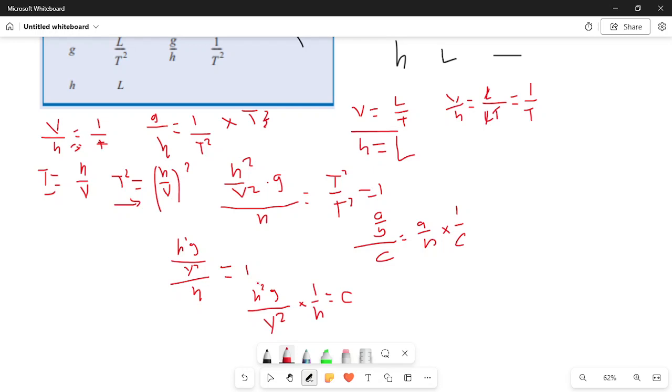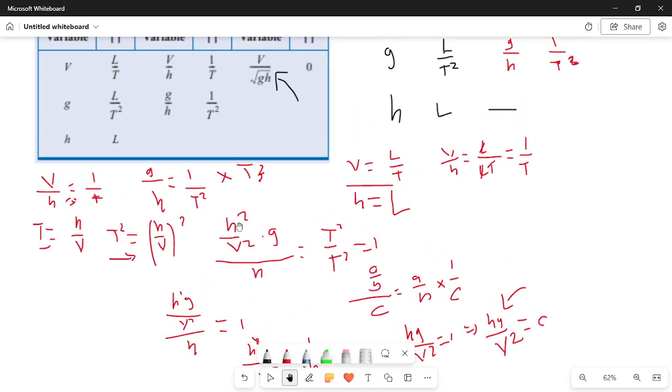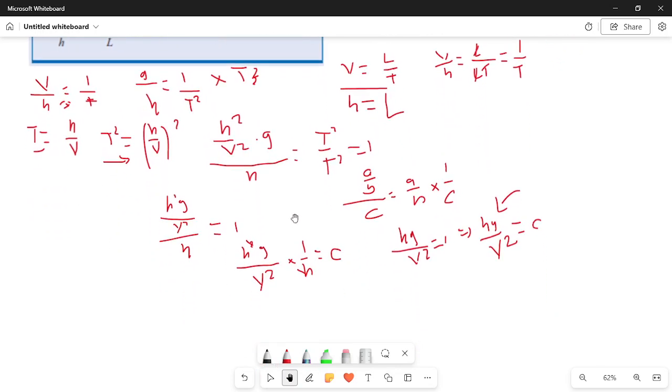So what happened? You can see h cancels with h. Do you guys agree? What do you get? You now get the final answer: hg over v square is equal to 1, or else you can call it hg over v square equal to a constant. This is the answer. Now you are wondering, you are seeing v over root of what there. Remember, this thing is equal to 1 over v square. You can keep it like this, it is right. Or you can continue it further here.